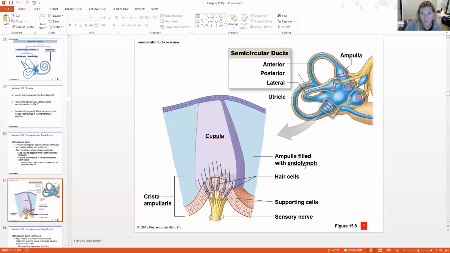So let's take a look at this. Here are our expanded areas. We call that the ampulla. These are our expanded areas. We call them the ampulla.